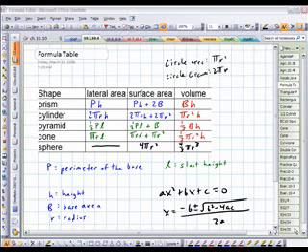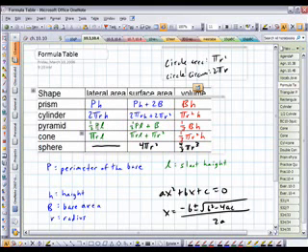I'm going to show some examples of finding lateral area and surface area of pyramids and cones. For pyramids, the formula for lateral area, which is all the triangles around the sides of a pyramid, is 1/2 P times L, where P is the perimeter of the base and L is what's called the slant height. I'll show that in a moment.